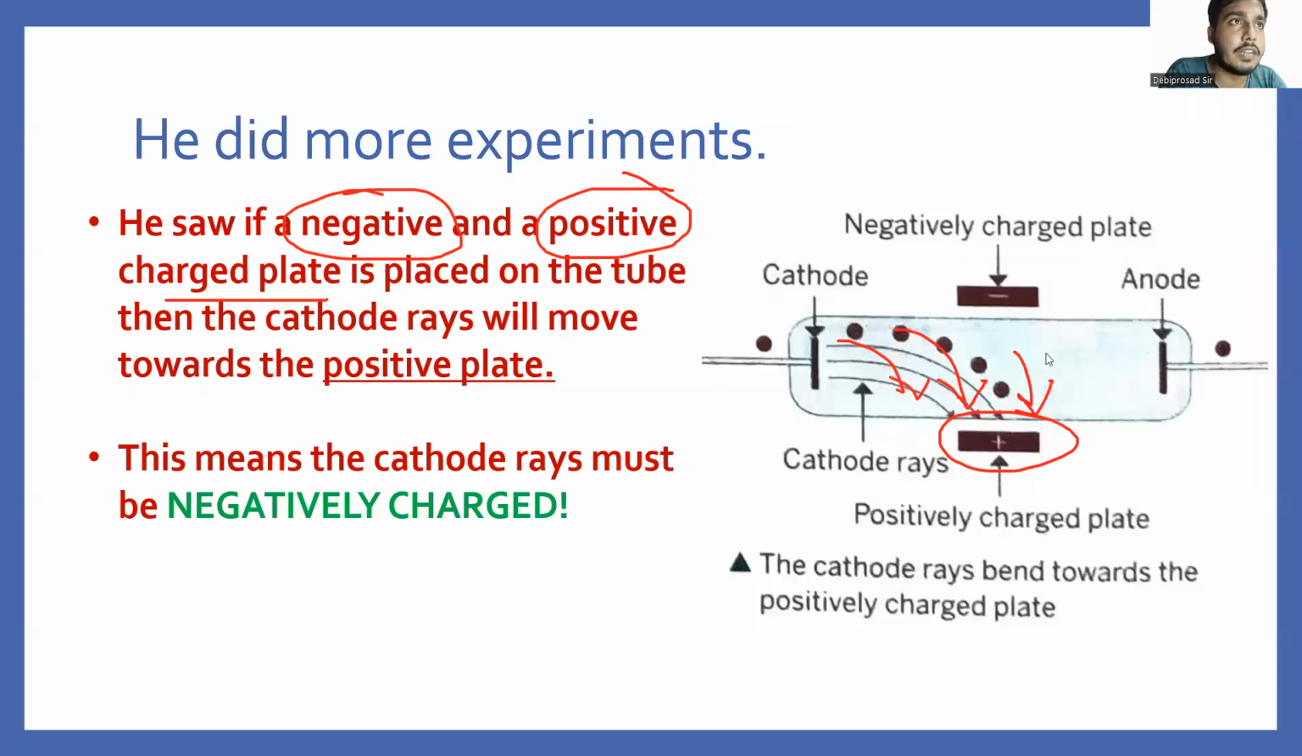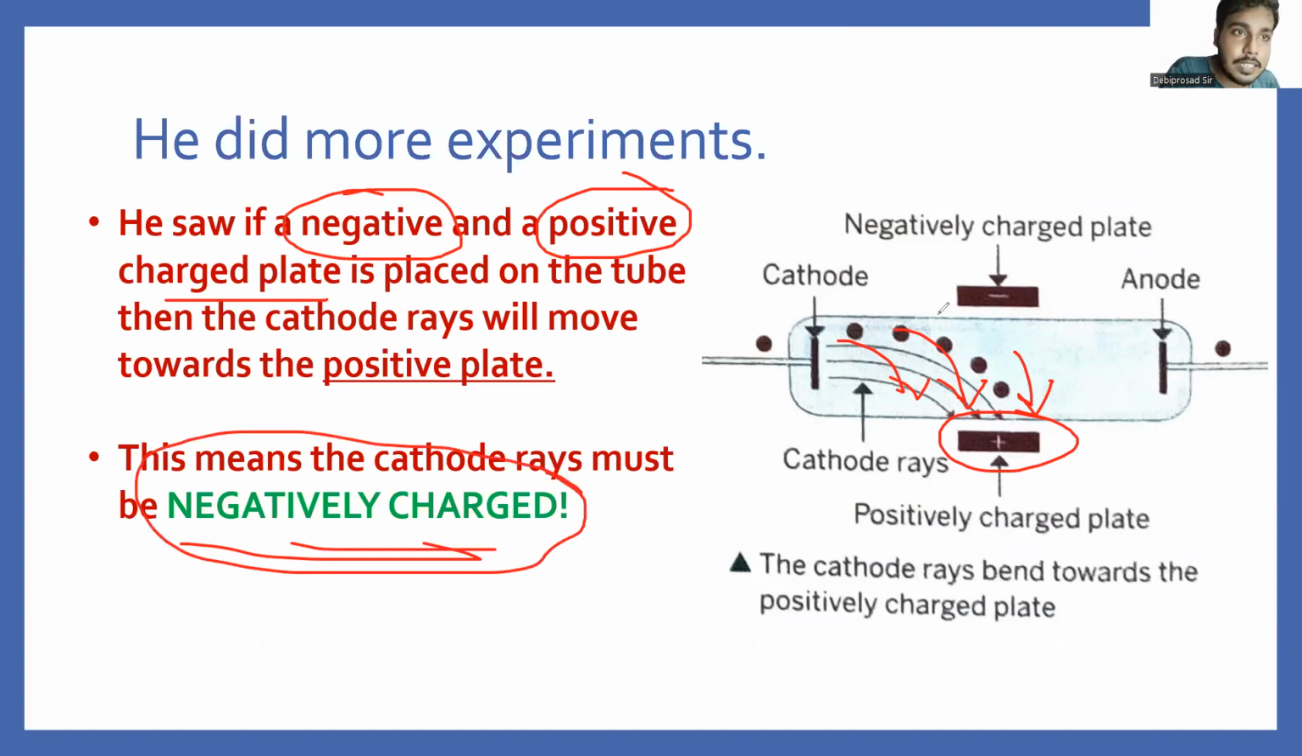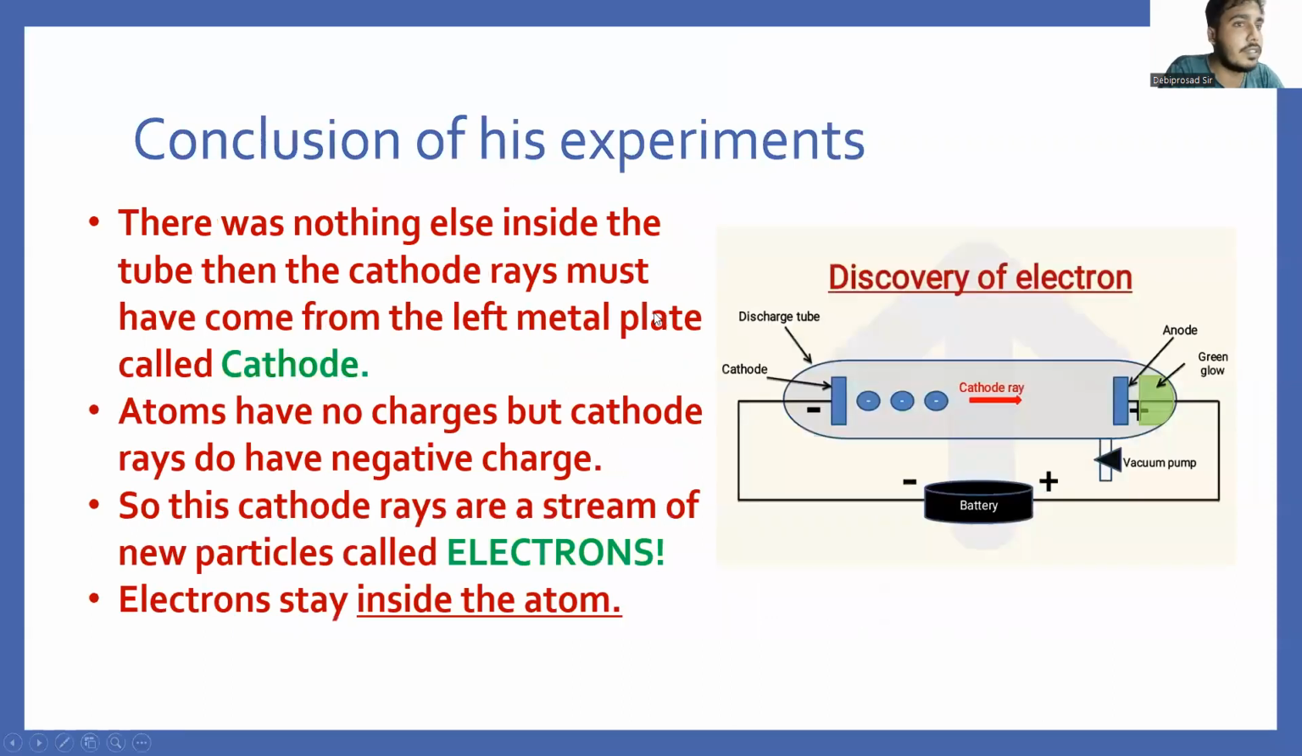So that was the conclusion made by Thomson at that time: the cathode rays must have negative charge. As it is written over here, cathode rays are negatively charged as they are moving towards the positive charged plate. Obviously, opposite charges attract. That is why. Till now, he had found 3 conclusions.